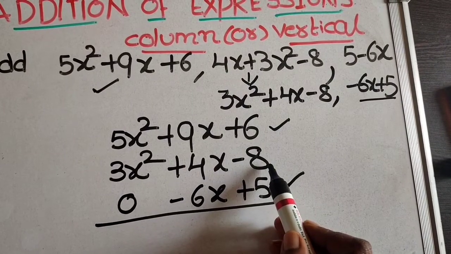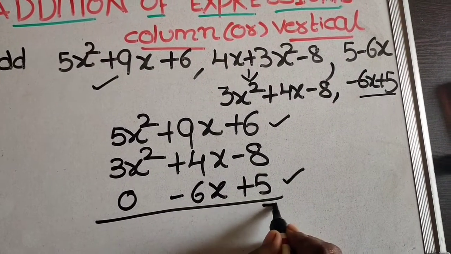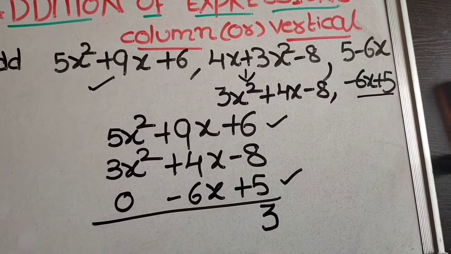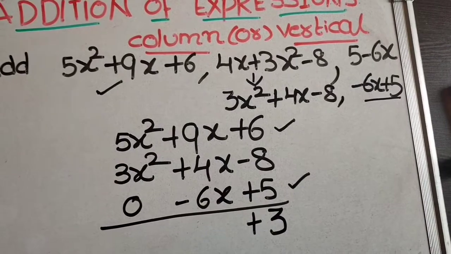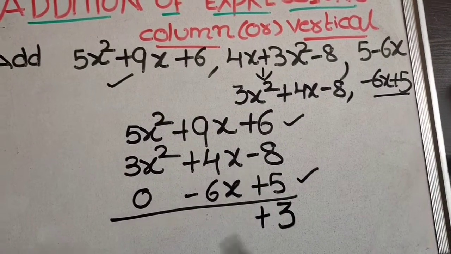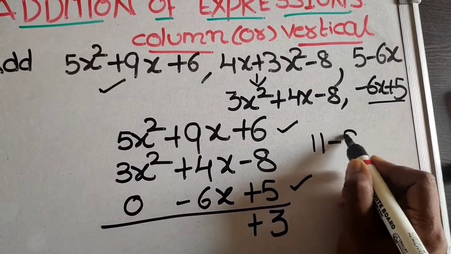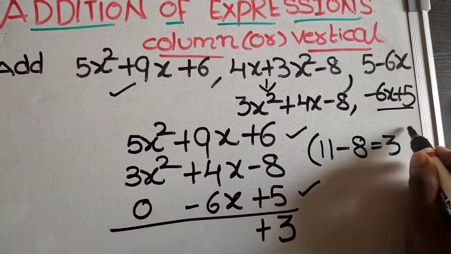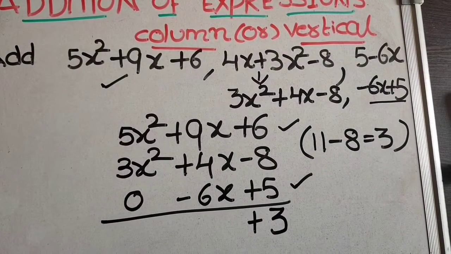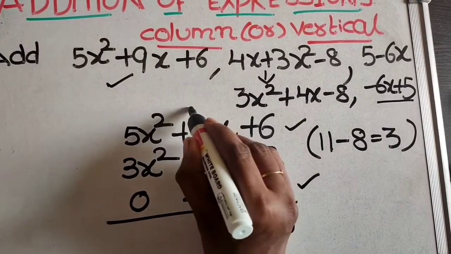And then we have to subtract 8 from the 11. So how much do we get? 3. So which 3? Plus 3, because the 11 is having a positive symbol and minus 8 is less compared to that. So 11 minus 8. 11 is having a positive symbol and 8 is having a negative symbol. So when you subtract it, we get 3 and we take the plus sign.